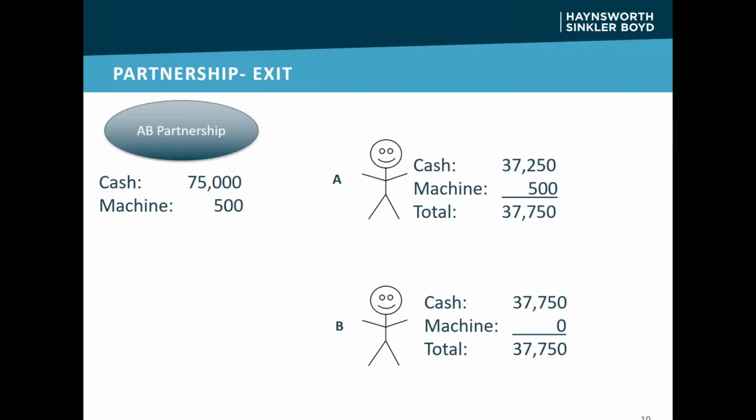So here we have AB partnership, and for purposes of easy calculations, we're assuming that the partnership's only assets are $75,000 of cash and the $500 sewing machine that was contributed by A. We're also not taking into account depreciation, just to make this simple. So we're splitting each of the assets between A and B. A gets their machine back for $500, and then the cash is divided between the two.